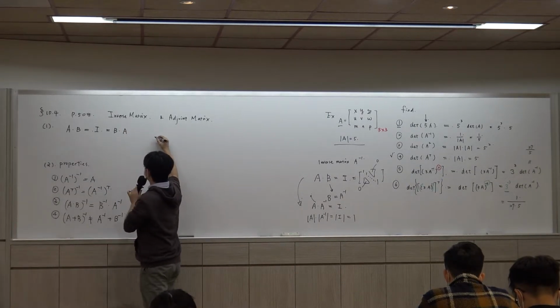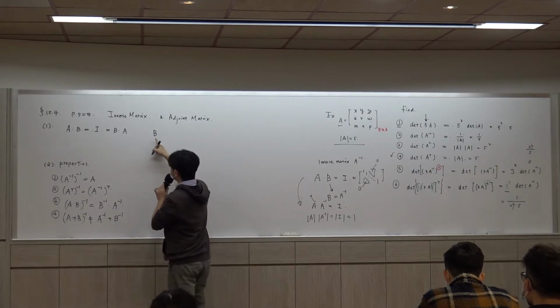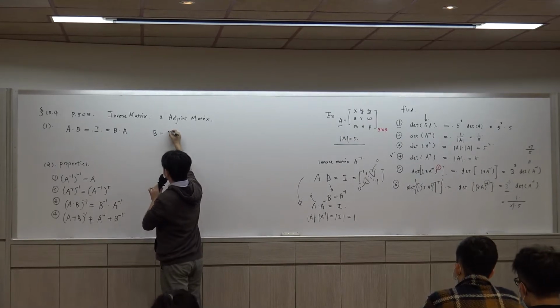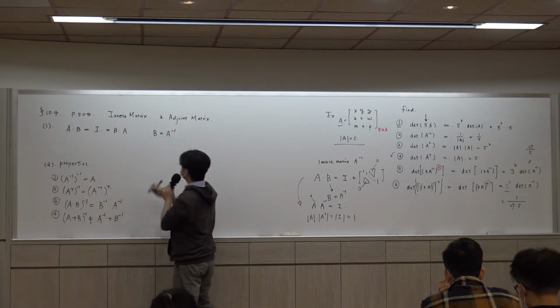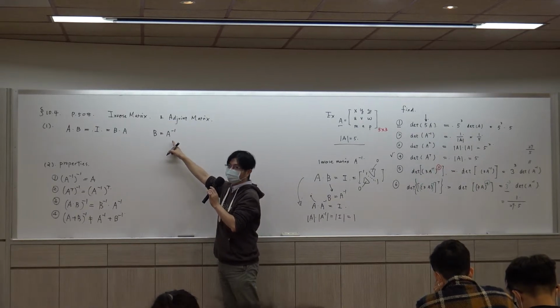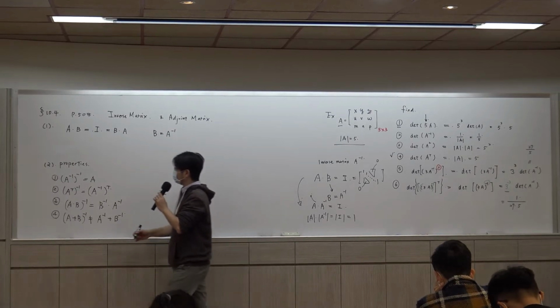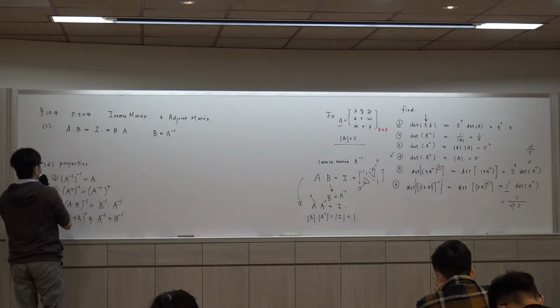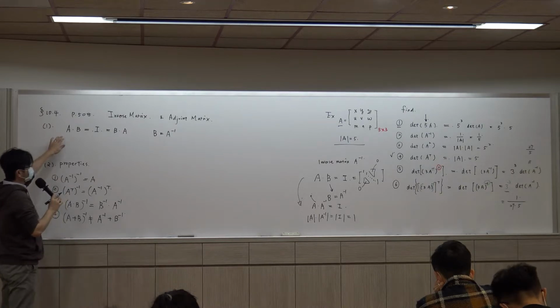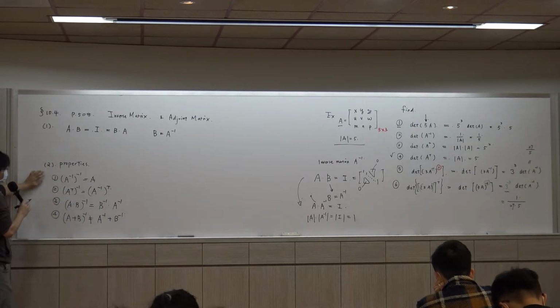So here we call the B matrix the inverse matrix of the A matrix. So it's a definition for the inverse matrix. And there are some properties for the inverse matrix.